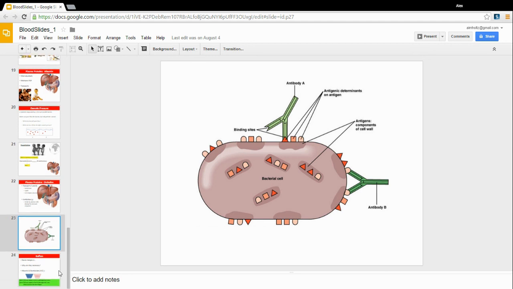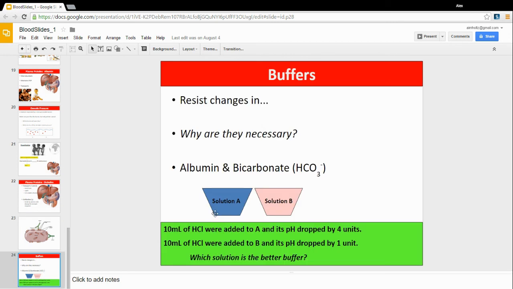Okay, one last slide. We also find in our plasma buffers. Buffers are chemicals that resist changes in pH. We need the pH of blood to be maintained between 7.35 and 7.45. Two major buffers in our plasma are albumin, which we mentioned already, and bicarbonate.